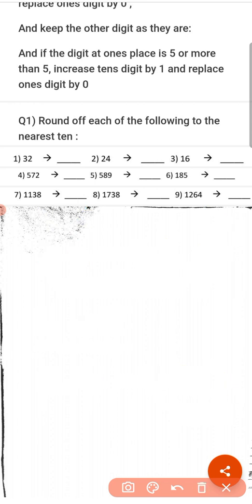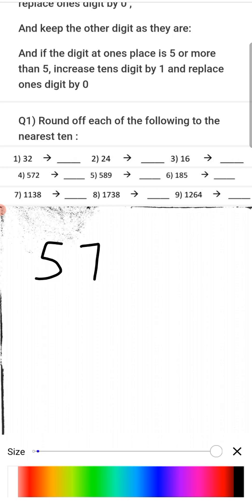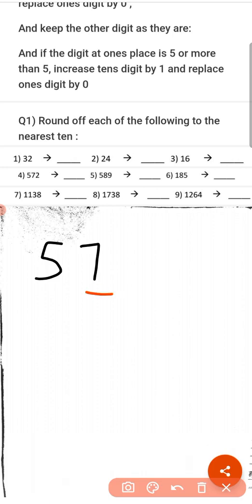Our next question is 57. We are going to round this number to the nearest 10. Same steps, children. First, we have to check the ones place. This is ones, this is tens. Which digit is at ones place? 7. Is 7 more than or less than 5? 7 is more than 5.